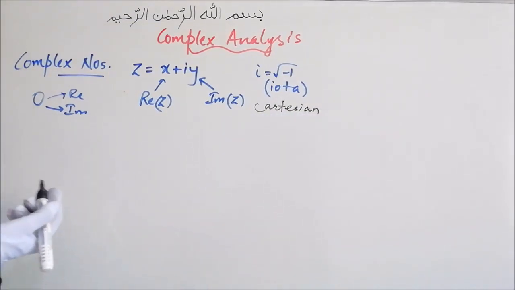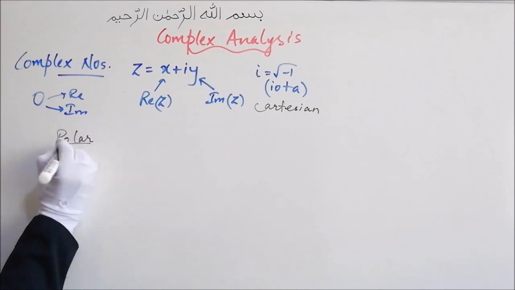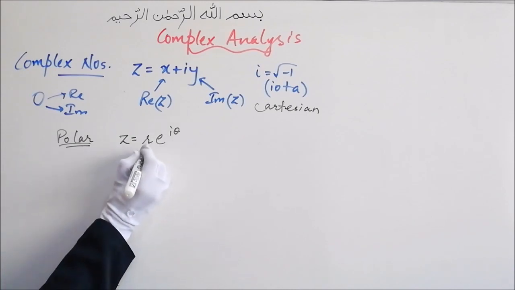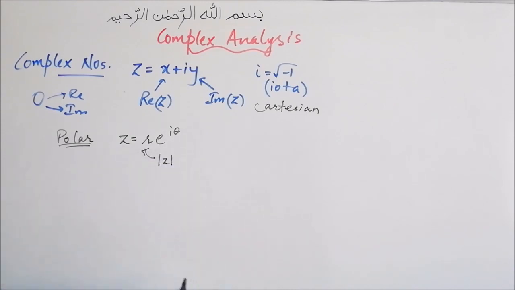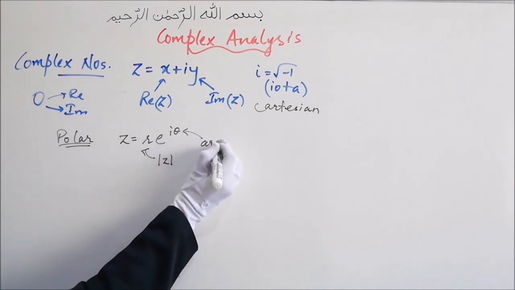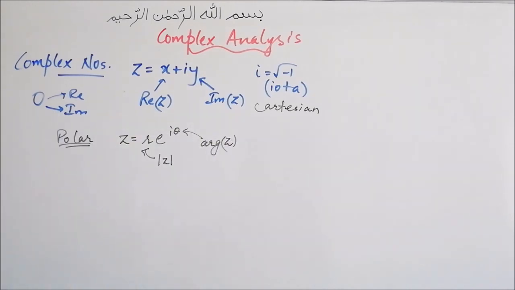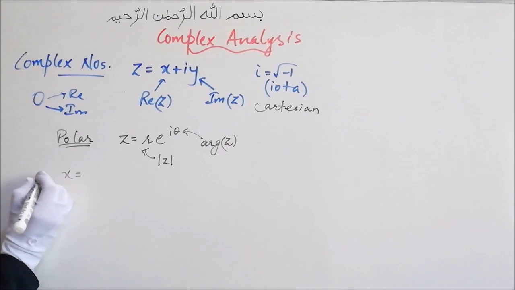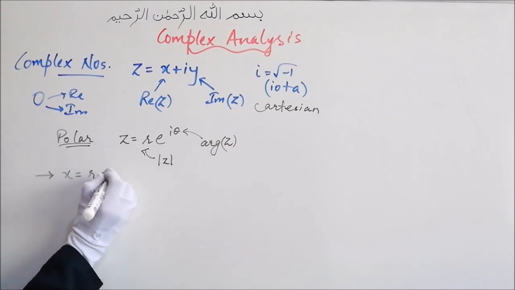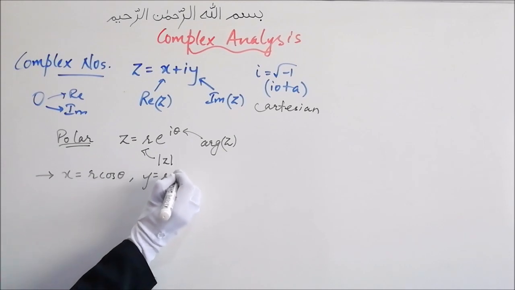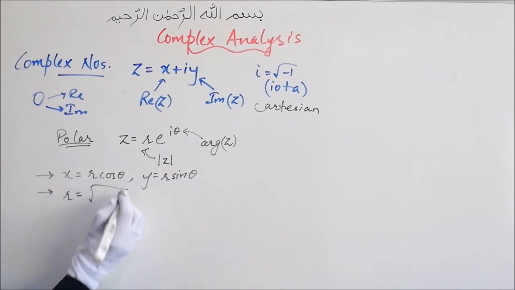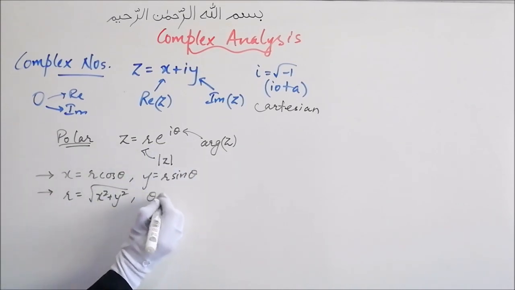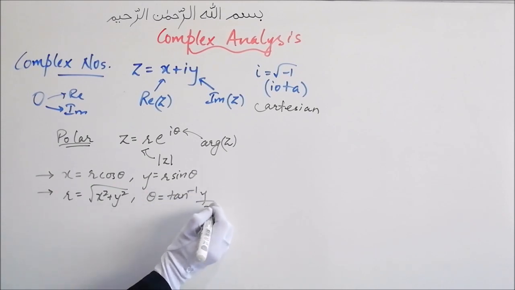In the polar form, these numbers can be written as z is equal to r e raised to i theta, where r is the modulus of z, which is also written as mod z. This theta is the argument of z, which is written as arg z. Now how do we link this Cartesian form and this polar form? That is linked as x equals r cos theta and y equals r sin theta. r, that is the modulus of z, is equal to root of x squared plus y squared, and the argument of z, theta, is equal to tan inverse y by x.